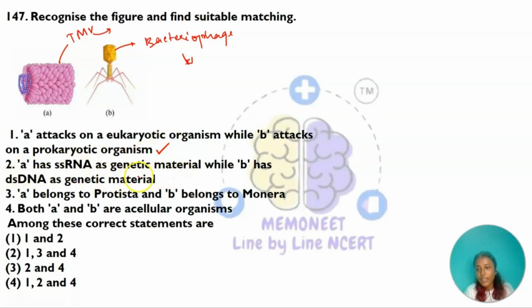A has ssRNA as genetic material, while B has dsDNA as genetic material, which is again true. A belongs to Protista. Now this option is incorrect. A does not belong to Protista and B does not belong to Monera, and both A and B are acellular organisms. Acellular means they are viruses. Viruses are known as acellular organisms because they show non-living characters as well. Until and unless they find a host, they are considered to be non-living. After they find a host, they are considered to be living. So the correct answer to this question is option 4, which is 1, 2 and 4 are the correct statements for this question.